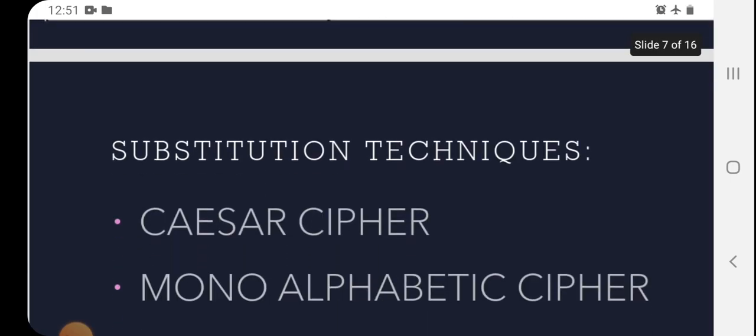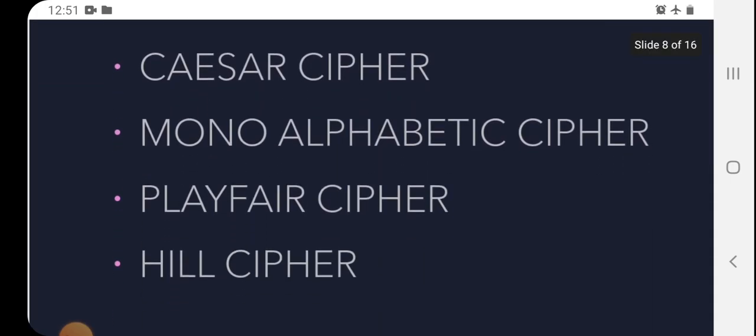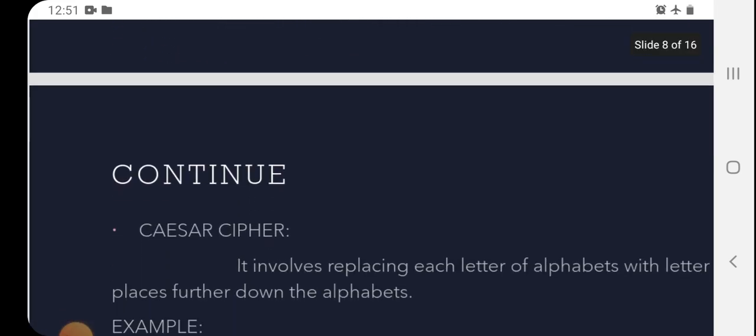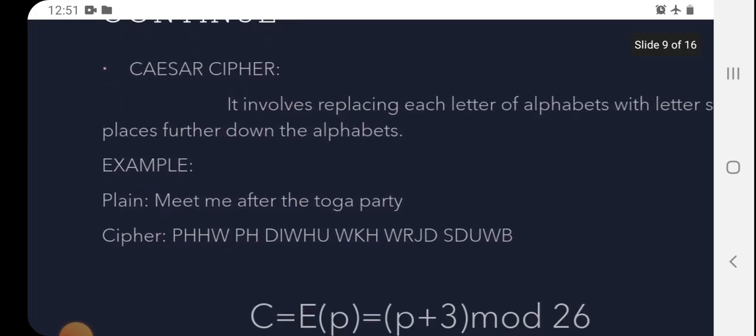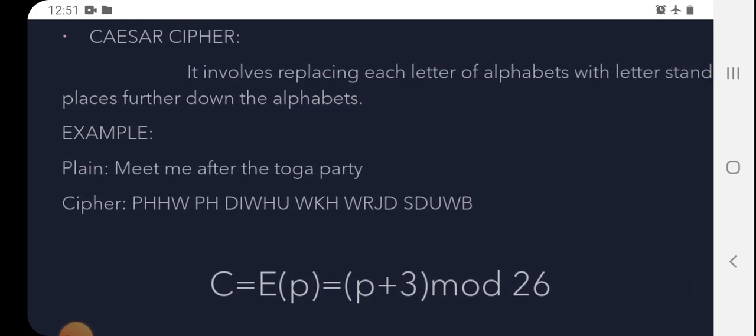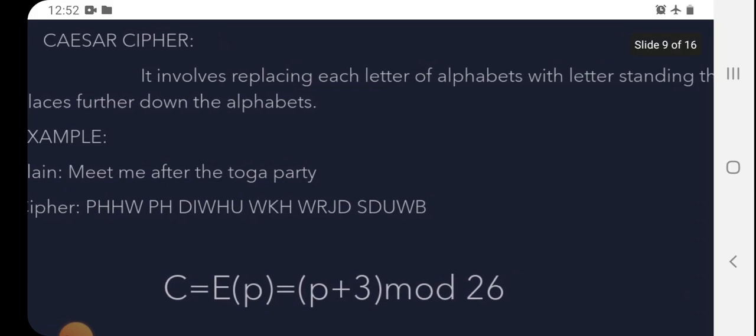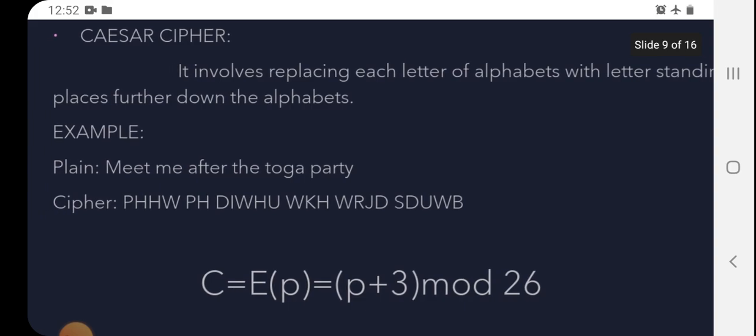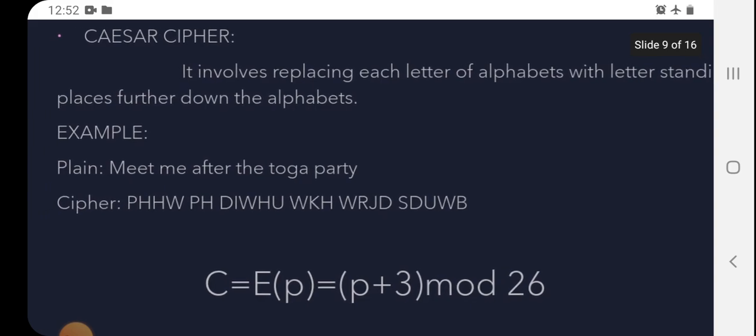Next we shall go for the substitution techniques. As such there are four types: Caesar cipher, monoalphabetic cipher, Playfair cipher and Hill cipher. So we shall see the Caesar cipher. It's a very simple concept where we just replace each letter of the alphabet with the letter standing 3 places further down the alphabet.